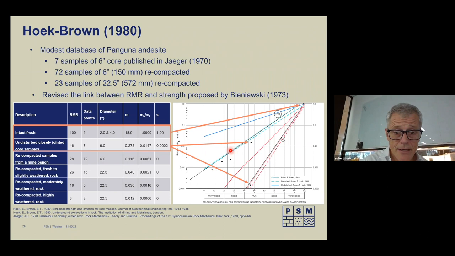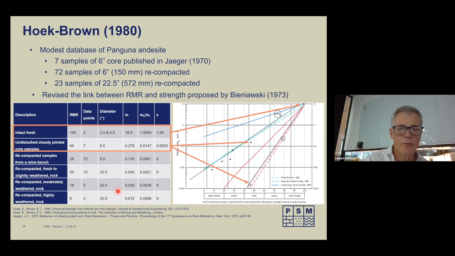So based on that limited, I don't think people get offended if I use that term, limited data set, we've got our relationship, that link. At this point, they were linking RMR to Hoek-Brown, but subsequently it becomes our link between the Geological Strength Index and Hoek-Brown parameters. So we need to remember that.